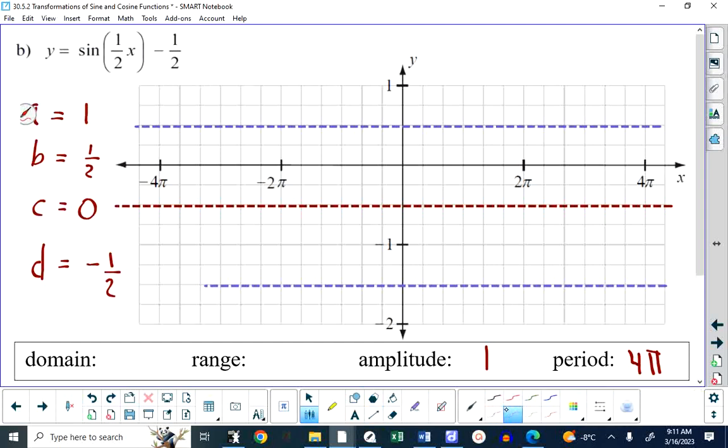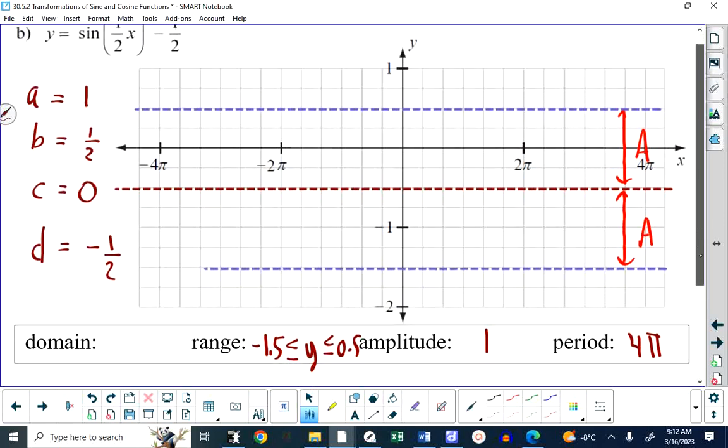So this distance here, and I'm probably going to erase this in a second, this is the amplitude. Of course, where that brown line is the middle of the graph, which is d, negative 1/2. Which means we could actually answer what the range is right now. We have to look at this graph, it's negative 1.5. Oh, I'm going to go decimals this time. Is less than or equal to y, which is less than or equal to 0.5.